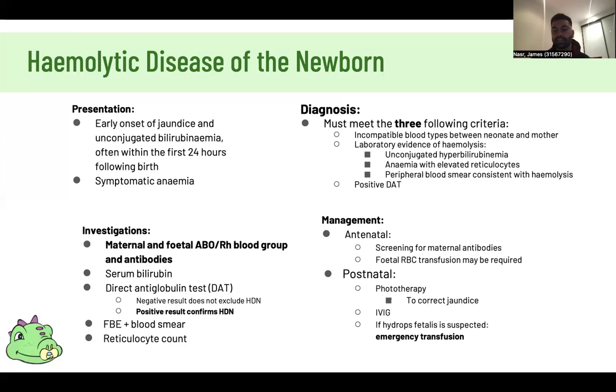Lastly, in terms of the management, for prevention antenatally, pretty much every person will get screening for maternal antibodies unless they refuse. And then in severe cases, you can do fetal red blood cell transfusion. That can be done in utero, but that's generally reserved for quite severe cases. Postnatally, as we talked about before, you do your measures to correct jaundice, so that'll most likely be phototherapy, but it could be exchange transfusion. Giving IVIG is generally indicated, and if you're suspecting hydrops fetalis, which is obviously an emergency, then you have to go through with emergency transfusion.